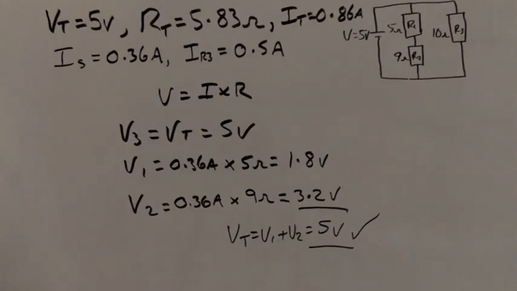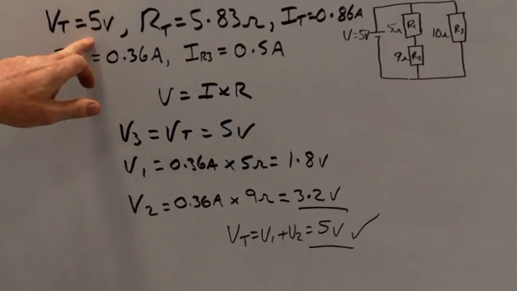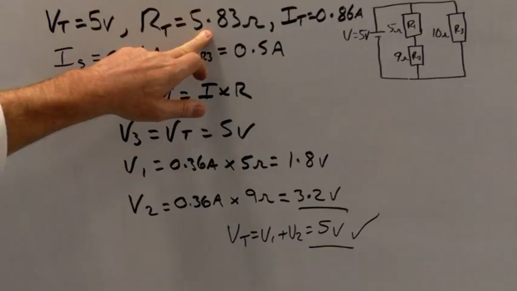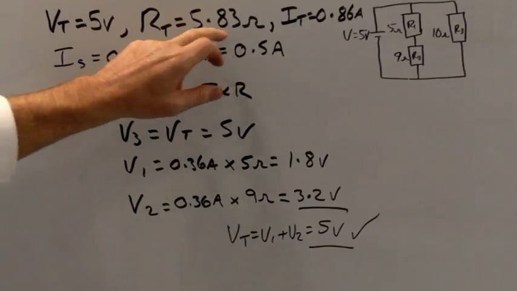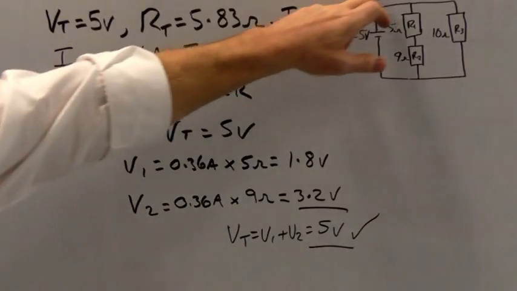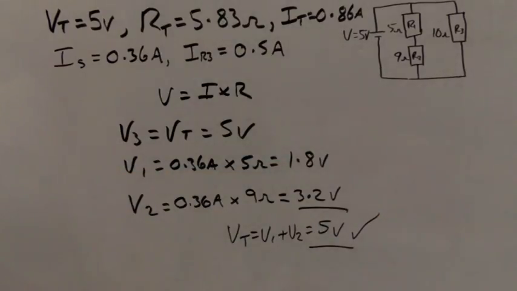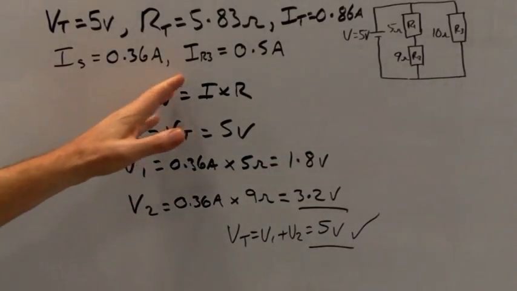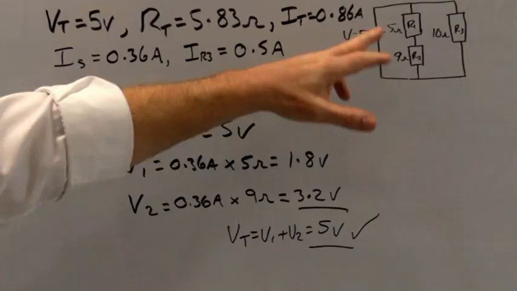So just to recap, first of all we found the total voltage, then we found the equivalent resistance of the circuit, then we found the total current flowing through the circuit. We then found the current flowing through each branch of the circuit. Then that allowed us to find the voltage drop across each resistor.